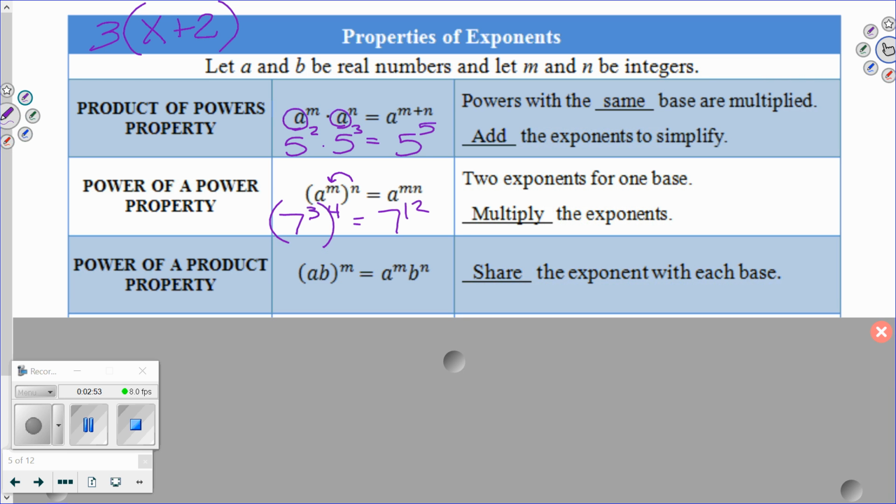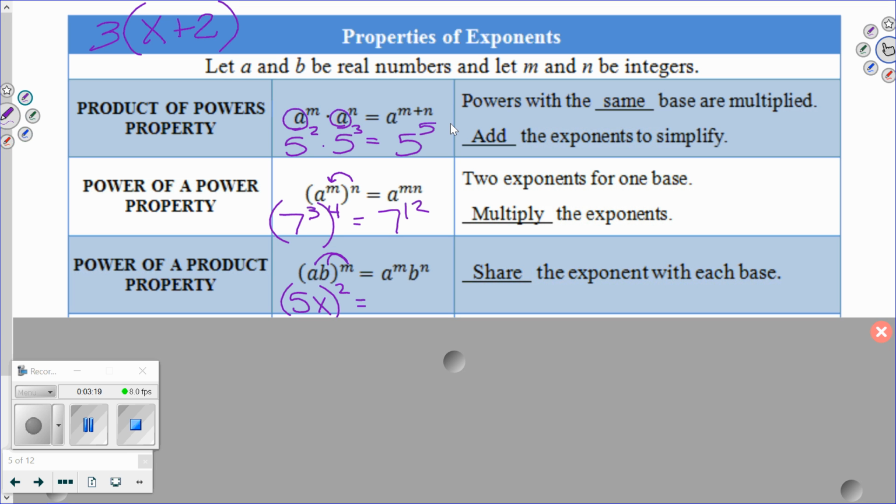Right? Power of a product property. Same idea. If I have more than one base inside of there, it gets distributed. The same way you would distribute up here, it distributes down here. It's going to distribute to each piece in that base. Okay? Again, for example, if I would have 5x, all of that squared, how would that distribute?